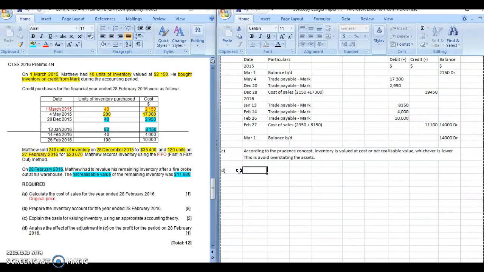Next, in Part D, they ask you to analyze the effects of the adjustments in C on the profit for the period on 28th February 2016. Now, you have to assume that the business actually did an adjustment, because we no longer can record the inventory at 14,000. We need to record it at 11,880. So how much losses did we recognize here? In this case, the impairment loss on inventory is actually worth as much as 14,000 minus 11,880, giving us 2,120.